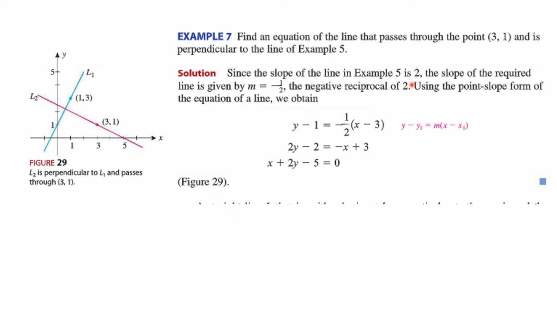Since the slope of the line in example 5 was 2, the required slope of the perpendicular line is minus 1/2. That's the negative reciprocal of 2. So it is going through this point, so it's y minus the y coordinate is equal to the slope, minus 1/2, times x minus the x coordinate, and you can simplify it, and that's what you get. You can see that's what's going on over here in the picture with the red and blue lines.